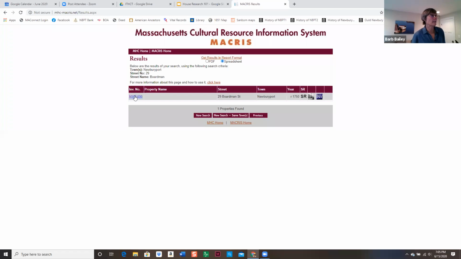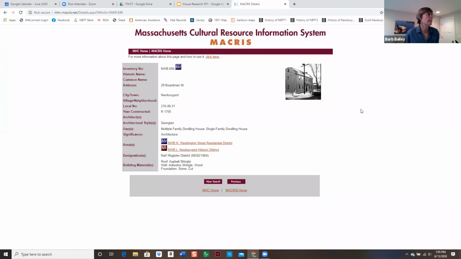So on the left, I'll click on the inventory number, and it brings up some basic information about the house I'm looking for. So there's a picture, an old picture. It gives the address, and then it says year constructed 1750. What I have found with these MACRIS reports is they are not 100% reliable. The information can be accurate, but there's a lot of information that's not accurate.